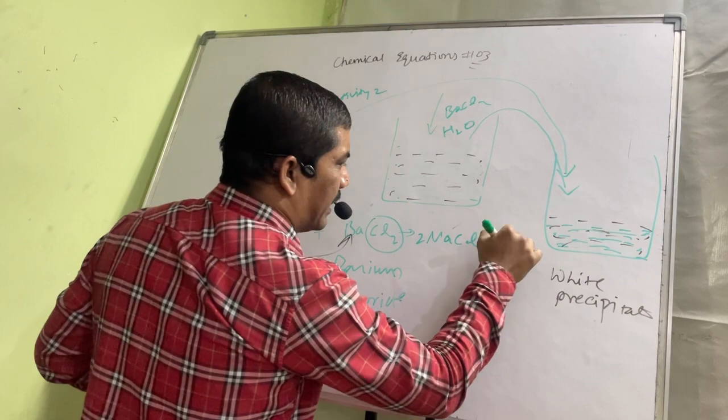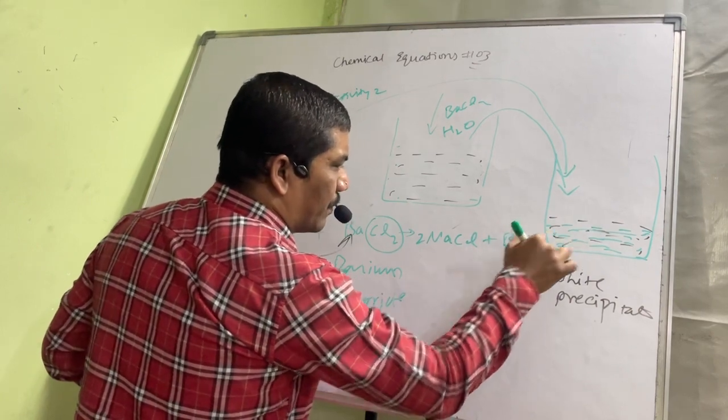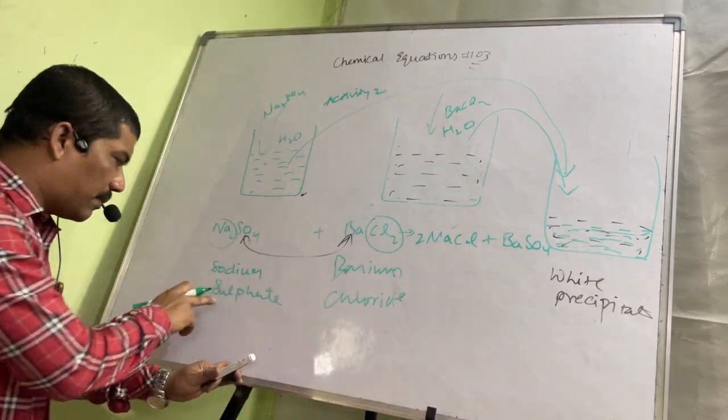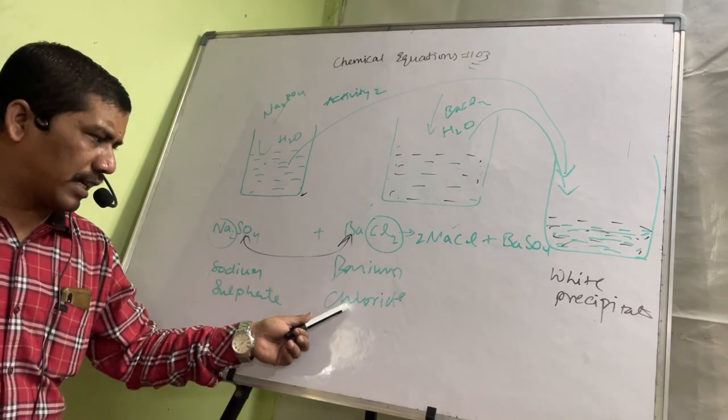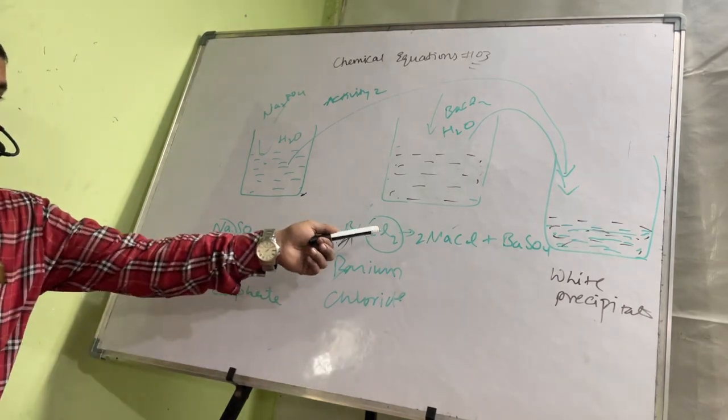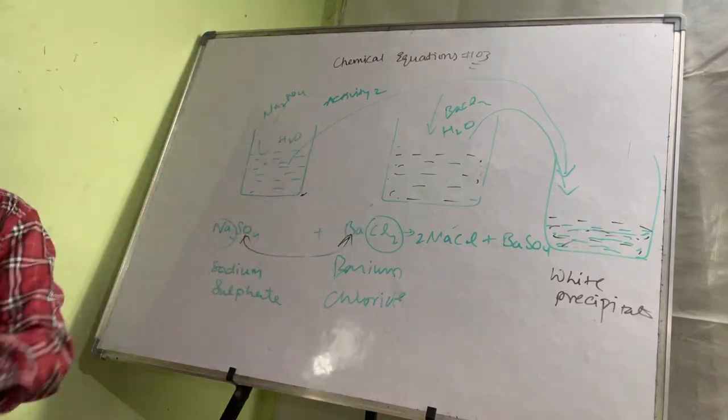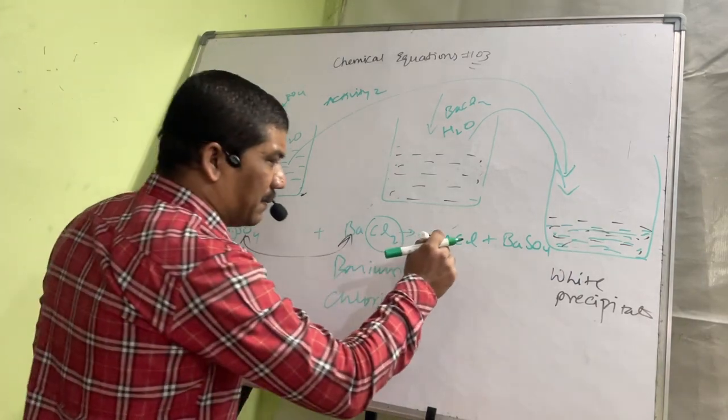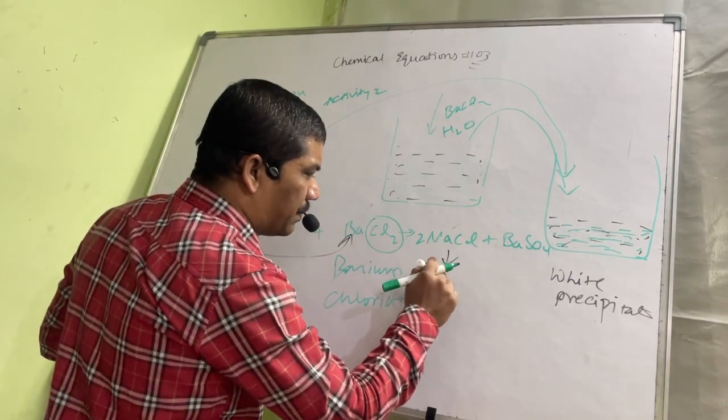Now, these two will combine, so you will get barium sulfate. So, sodium sulfate and barium chloride we added, but we are getting sodium chloride and barium sulfate. Is it clear, everyone? This is called sodium.